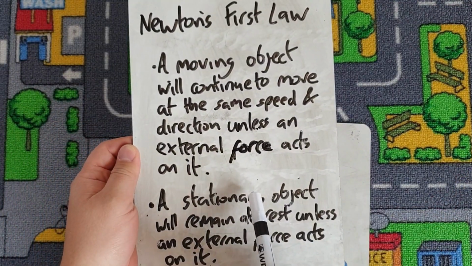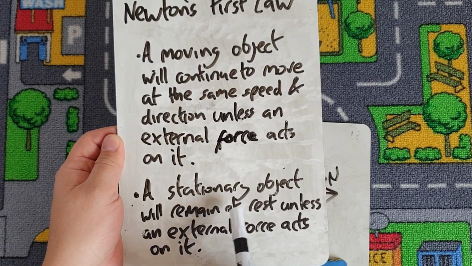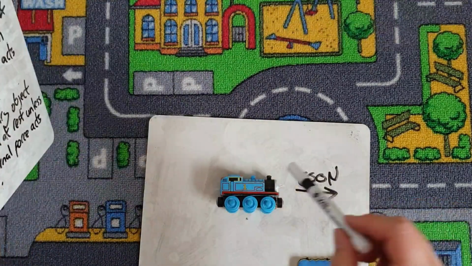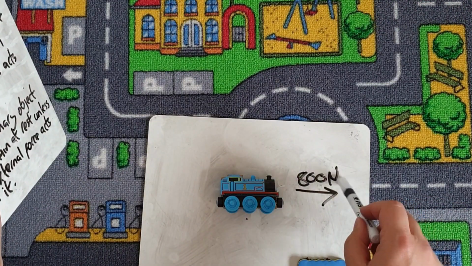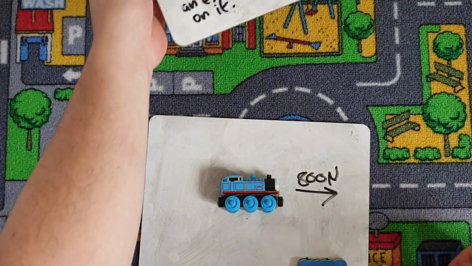Or if the train was stationary at the start, is it going to stay stationary? So a stationary object will remain at rest unless an external force acts on it. Well, there is an external force. So if the train was moving, it's going to speed up. If the train was staying still, it's going to start to move.